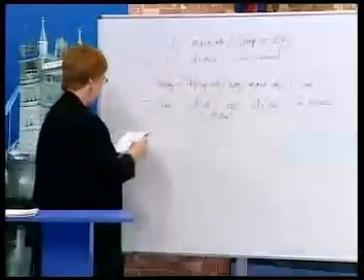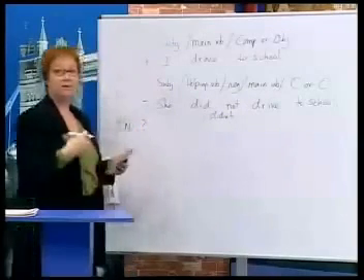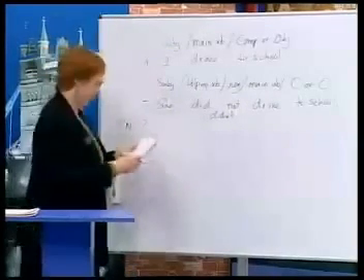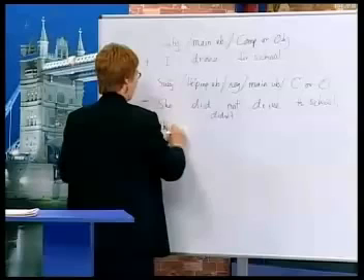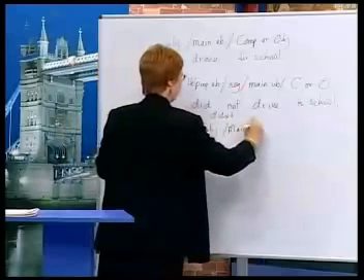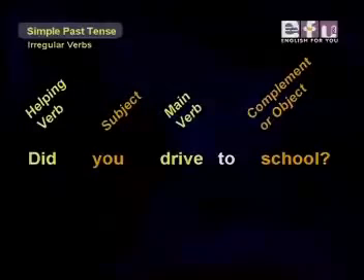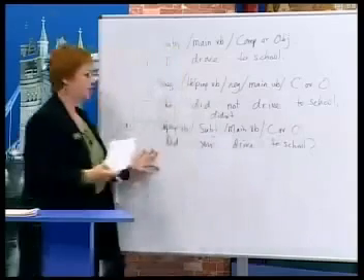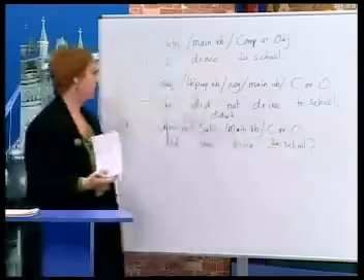And then with the question, we make it like this. This is for a yes-no question. Okay, the answer is yes, no, or I don't know. Okay, when we ask a question, helping verb, subject, main verb, and complement or object. So, did you drive to school? Did you drive to school? Helping verb, subject, main verb, and in this case a complement.